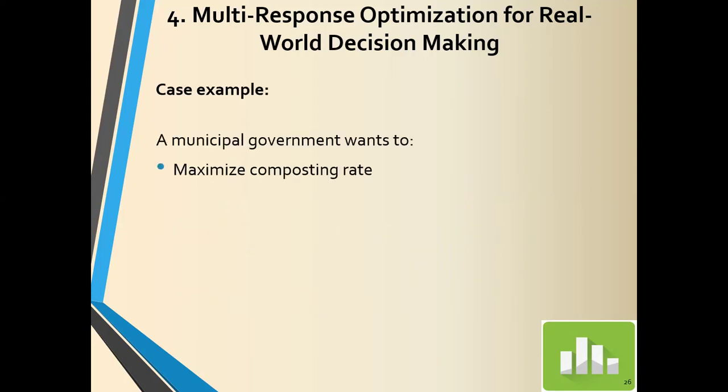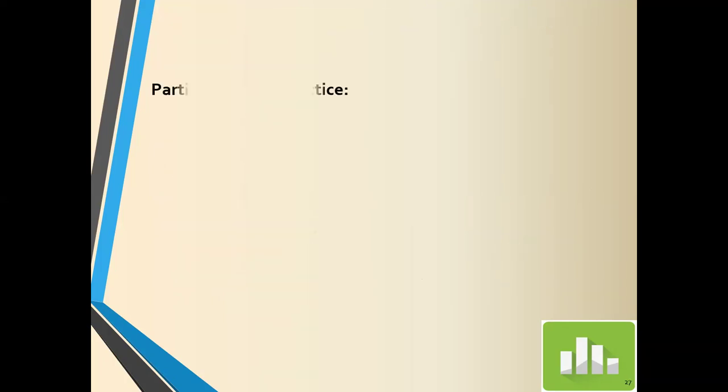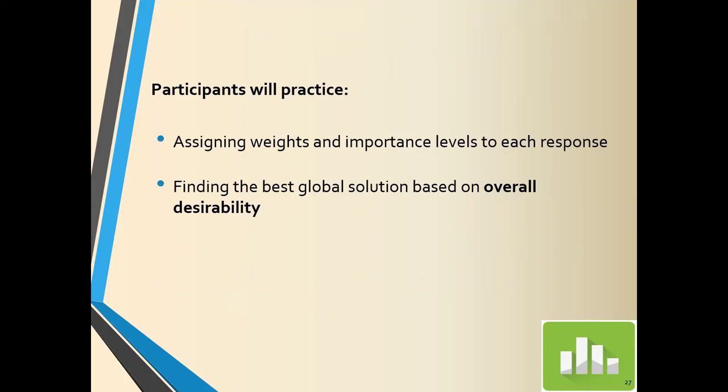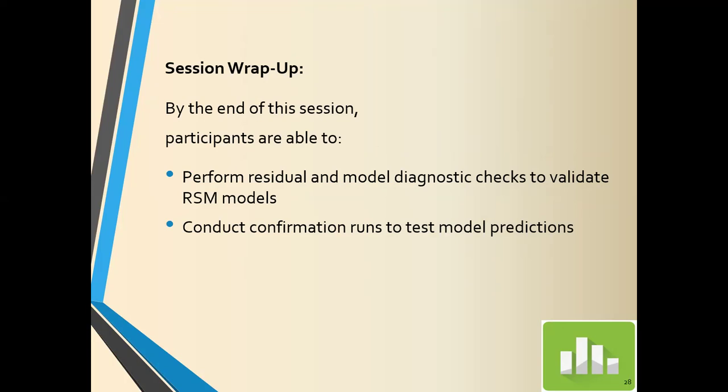So, a case study: maybe a municipal government wants to maximize composting rate or minimize waste collection cost, or they want to maintain odor level below a threshold. Minitab helps to find the best combination of factors to satisfy all criteria simultaneously. Participants will practice assigning weights and importance levels to each response. Then you find the best global solution based on overall desirability. So that's what you do.